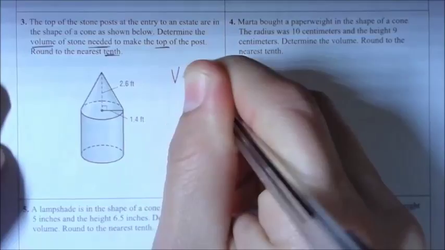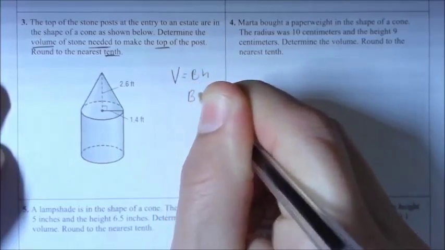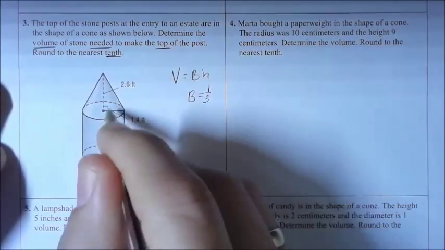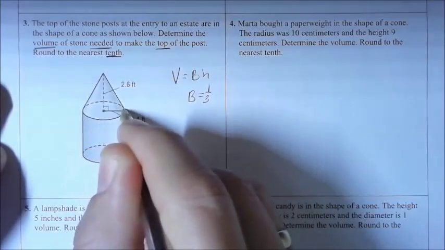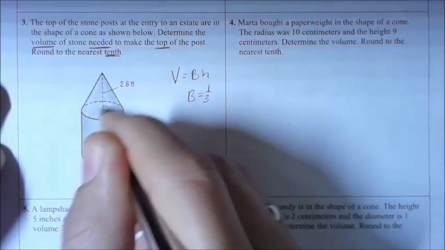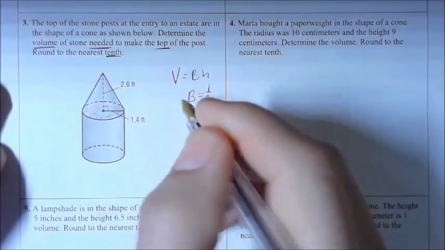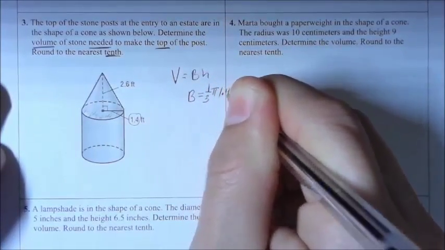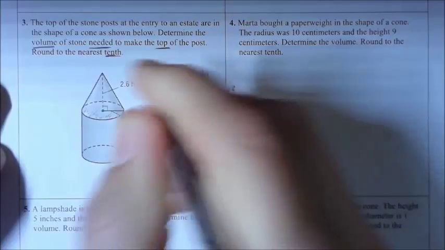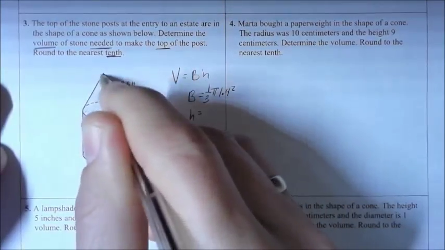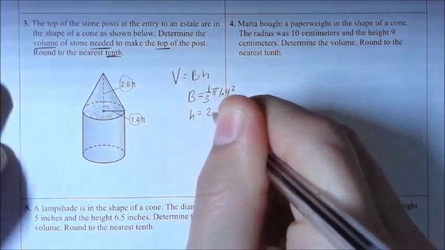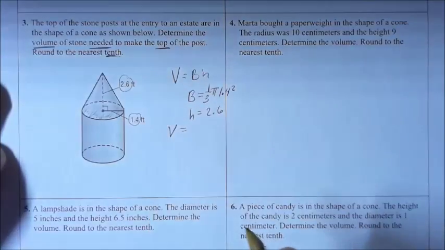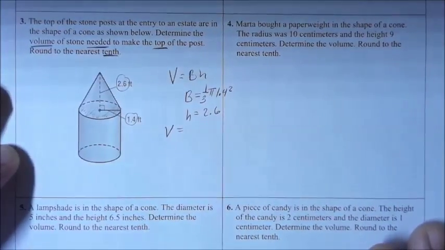So we got V is equal to BH. Big B, right? We have 1/3 times our radius, which is from the center of the circle over to the edge. And I should be shading these in. That's my base. So that number is 1.4. So times pi times 1.4 squared. My height from the base to the highest point is 2.6 feet. And then you can work this one out the rest of the way on your own. And let's look at number 4.